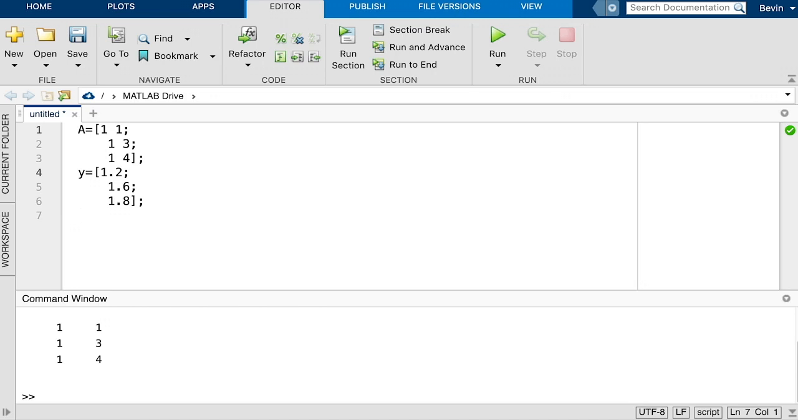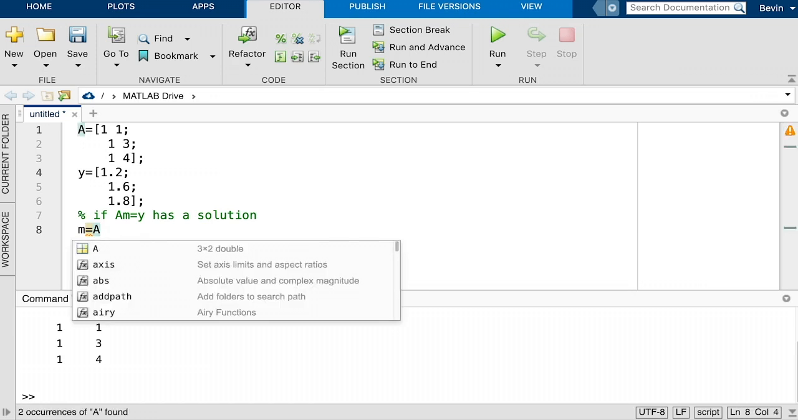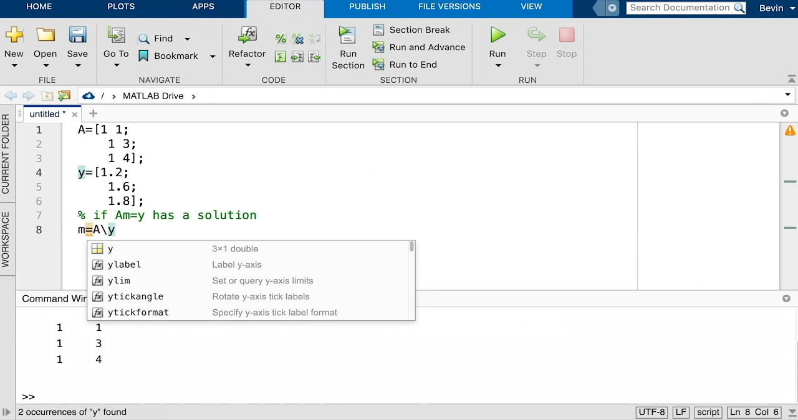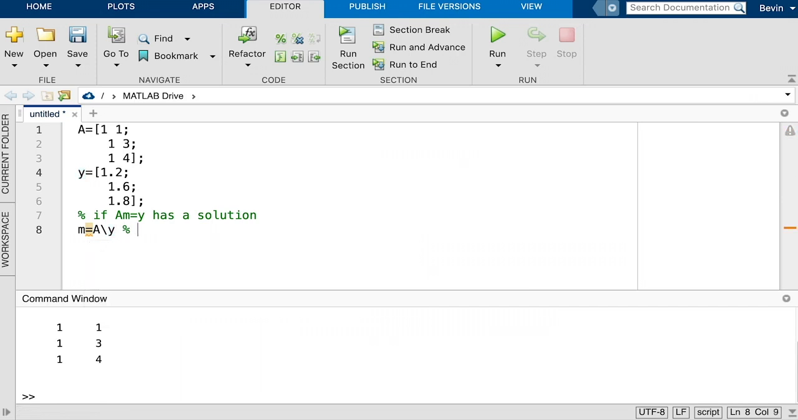In this particular case, if AM equals Y actually has a solution, then MATLAB actually has a specific way for you to solve this. So this is distinctive to MATLAB, but it's called left division. Right? You don't left divide a vector by a matrix on paper, but in MATLAB that makes sense. So this is called left division. It's a MATLAB thing.